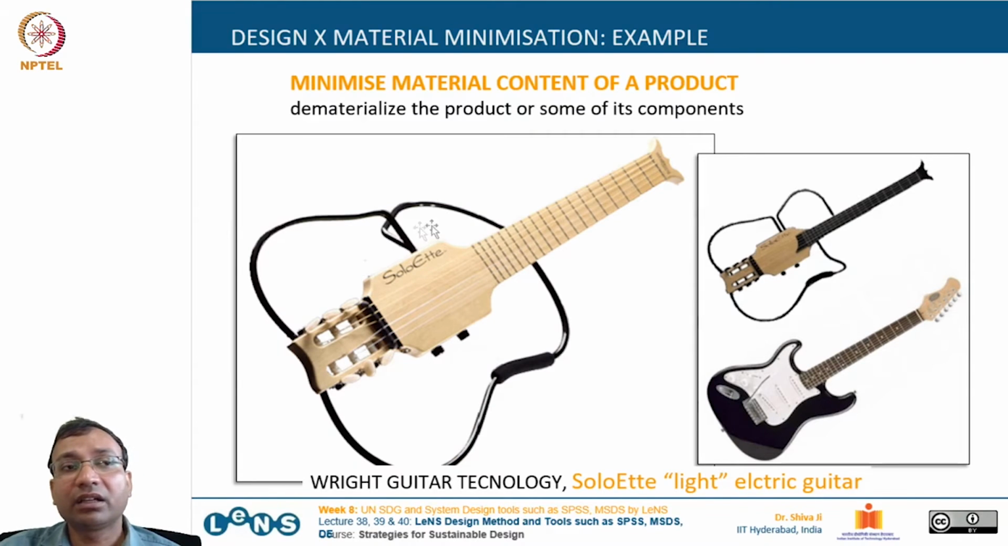So by removing this material over here, we can minimize the consumption of this wood, because these guitars are naturally made using wood. So this kind of design can minimize the consumption of the material. Dematerializing the product or some of its components is the objective of one of the strategies we are talking about here, material minimization. So this is one example.